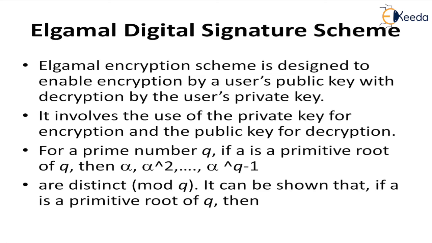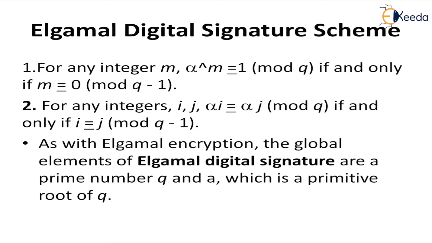For a prime number q, if alpha is a primitive root of q, then alpha, alpha squared, up to alpha raised to q minus 1 are distinct mod q. It can be shown that if alpha is a primitive root of q, then for any integer m, alpha raised to m is equal to 1 mod q if and only if m is equal to 0 mod q minus 1. For any integers i, j, alpha raised to i is equal to alpha raised to j mod q if and only if i is equal to j mod q minus 1.